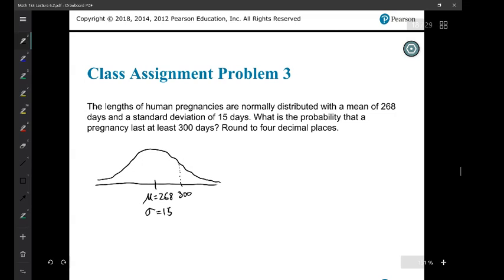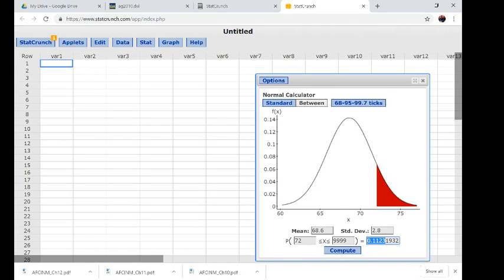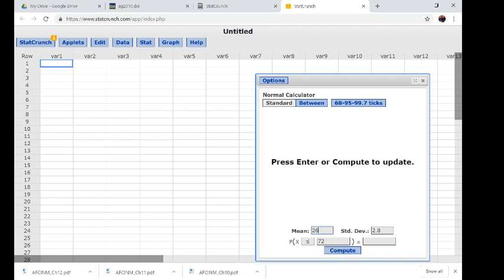At least 300 days means, well, more than 300 days would be fine too. So 300 or more. So an area like that. Well, we simply go to our normal distribution calculator, and if we use the standard normal, then type in the mean of 268 and a standard deviation of 15, and we're interested in pregnancies that are 300 days or longer.